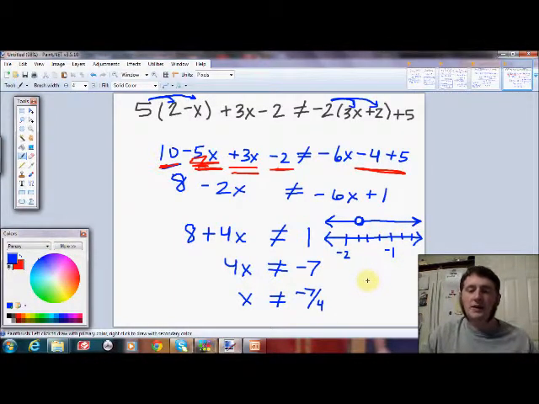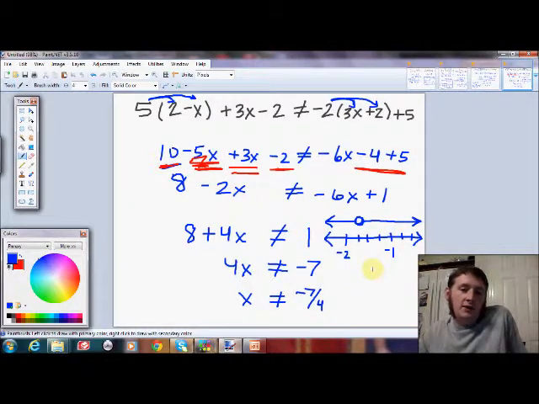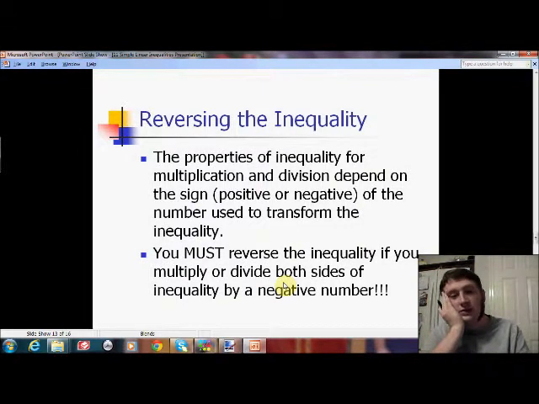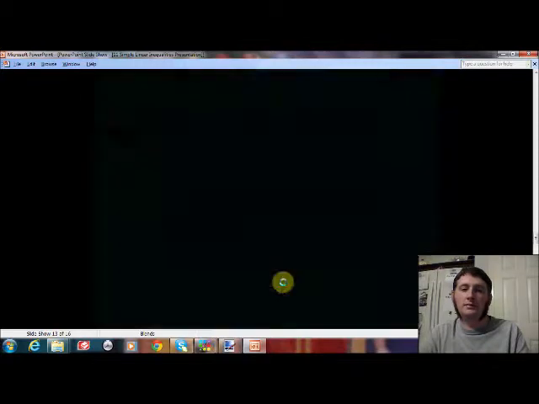Alright, how was that? Hopefully you found that it was just like solving equations, except with a couple added wrinkles. We've got to make a number line graph, and we have to remember when to reverse the inequality. So, when do you reverse the inequality? When inverses are involved. For us, that usually means you multiply or divide by a negative. You must reverse the inequality.